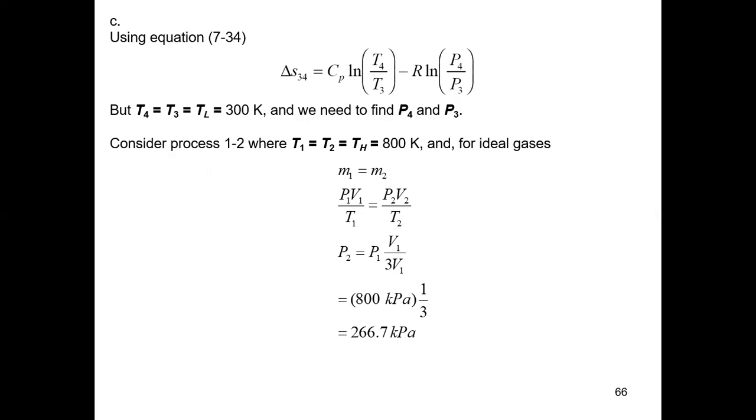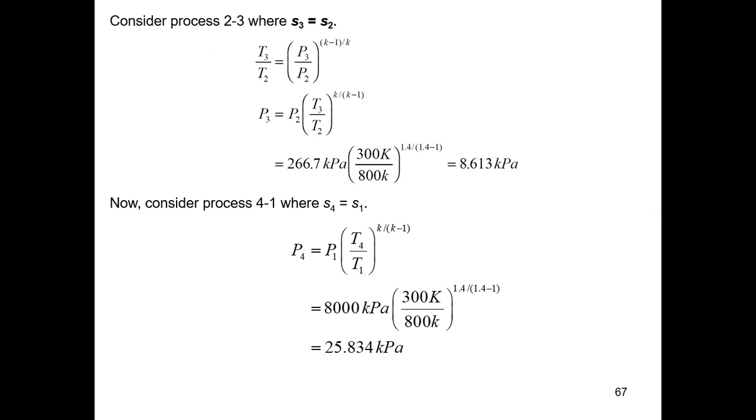Then we calculate delta S, the change in entropy, for process 3 to 4. Use this equation, where T4 equals T3 equals TL, which is 300 Kelvin, and we need to find P4 and P3. Consider process 1 to 2. T1 equals T2 equals TH, 800 Kelvin. For ideal gases, m1 is equal to m2, and this is the ideal gas relationship, and therefore we can calculate P2. Then you substitute the P2 value to get P3. Once you get P3, you can also calculate P4 using the same type of relationship.